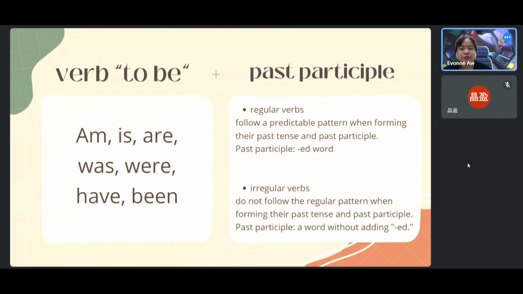The examples of verb to be are am, is, are, was, were, have, been. For past participle, in regular verbs, they will follow a predictable pattern when forming their past tense and past participle. Their past participle is the word ending with ed. For irregular verbs, they do not follow the regular pattern when forming their past tense and past participle. For example, their past participle is a word without adding ed.